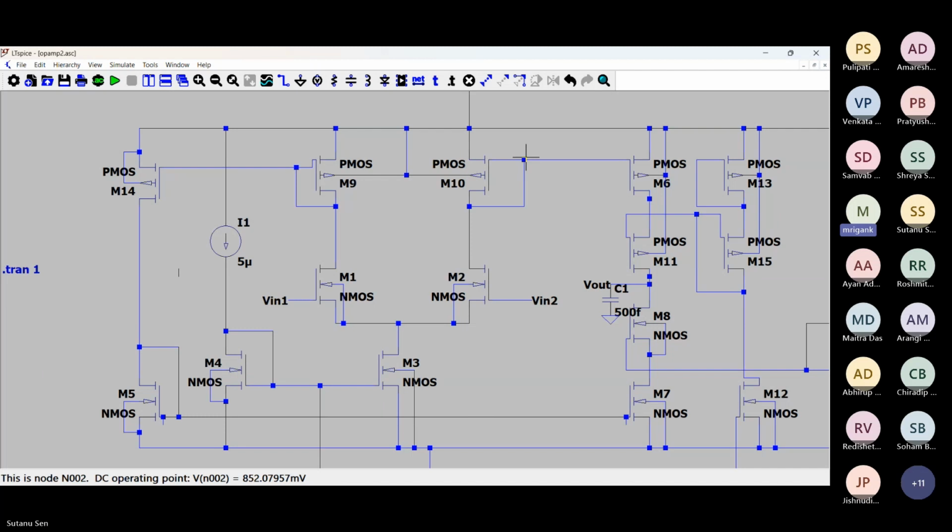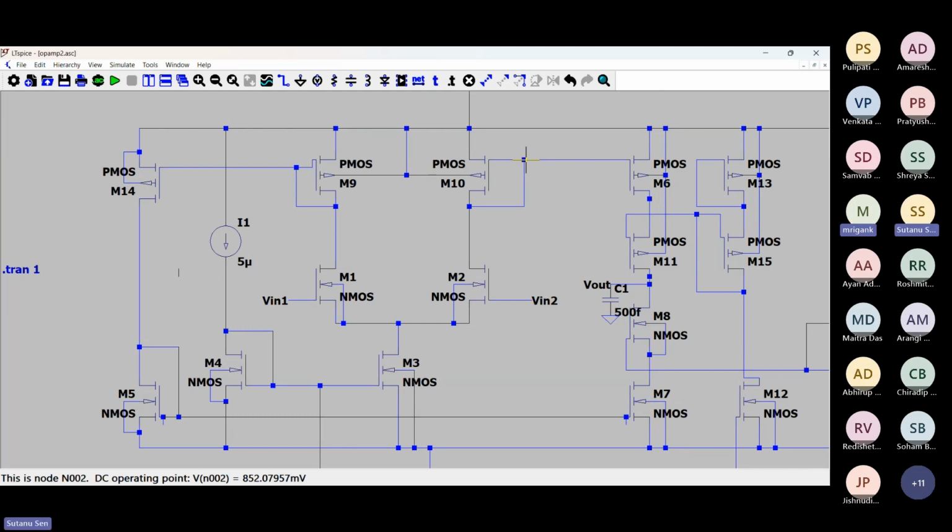So overdrive voltage is different. The overdrive voltage of M10 is higher, because VSG is higher. So ID upon 2ID upon V overdrive: for the same ID, the overdrive voltage of M10 is coming higher. As a result, the GM is smaller. So effectively, what we are seeing is GM of M10 is smaller than GM of M9.